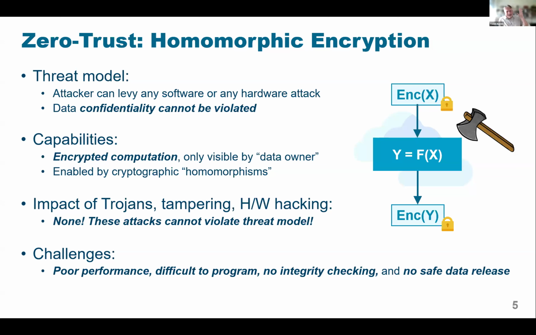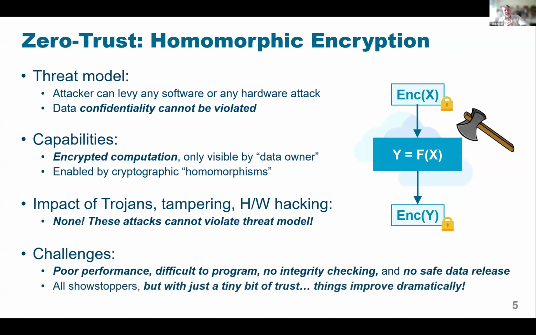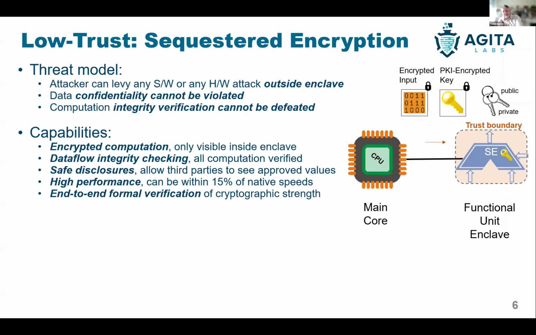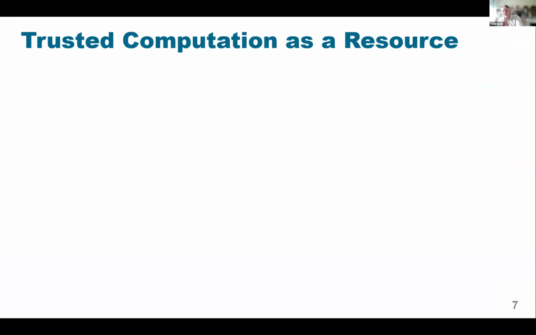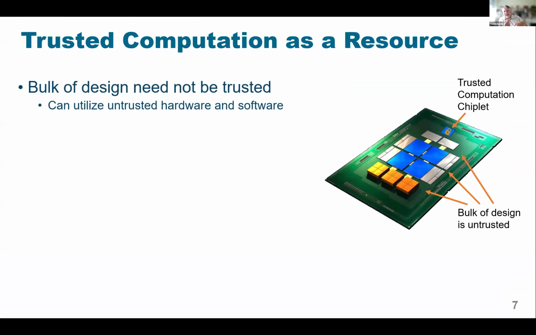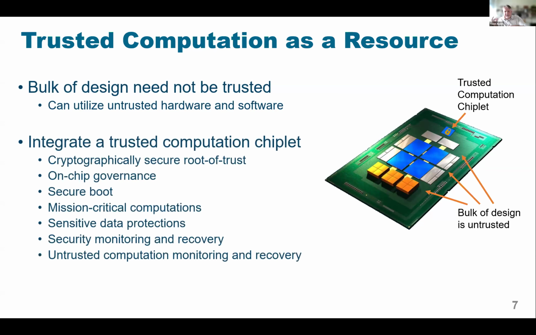Now, of course, there's many problems, really slow, hard to program. But what I want to talk about later if I have time is that with just a tiny bit of hardware trust, just the ever so tiny bit of hardware trust, you can improve that dramatically. And this is my work, sequestering encryption. I'm going to jump past this, but with just a tiny bit of hardware trust, you can add a little chiplet to your design. And that chiplet can become the root of trust for the entire design. Anything that chiplet produces will be protected with cryptography.